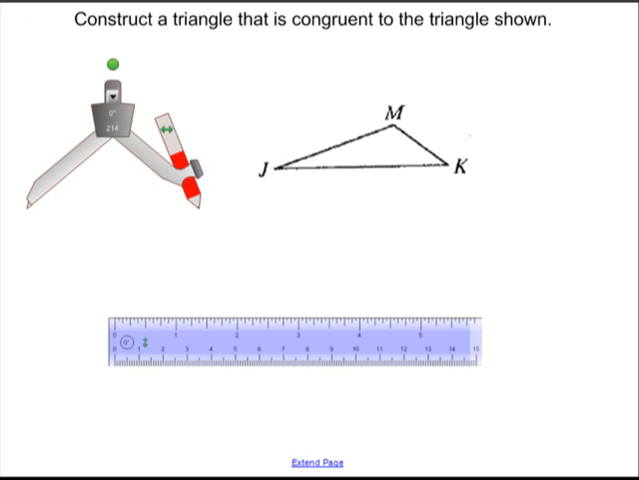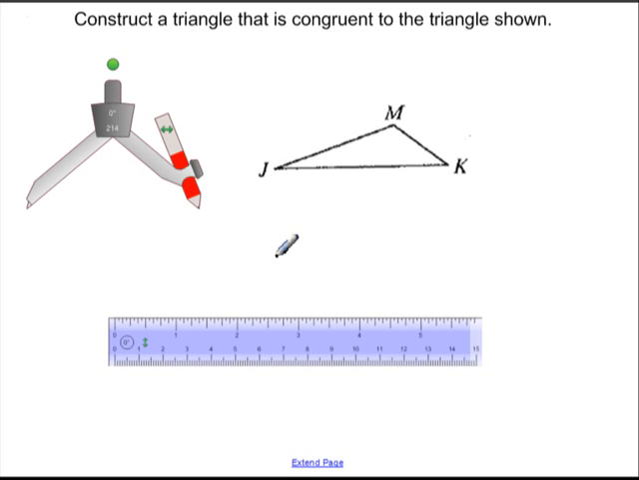This is an idea we're going to come back to later in the year and look at multiple different ways of doing this construction, but for now we're just going to use our very first construction, which is just copying a segment. We know how to copy one segment, so there's no reason we can't copy all three segments, in other words, the three sides of this triangle, and that's basically what we're going to do in this construction.